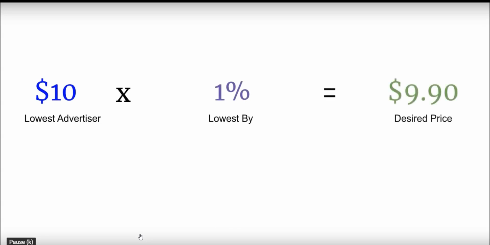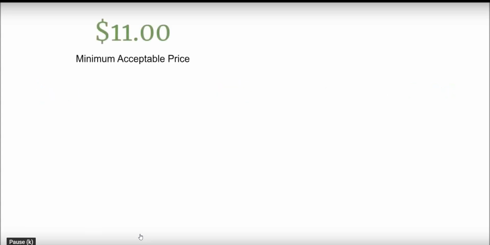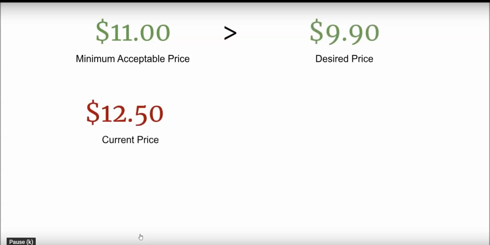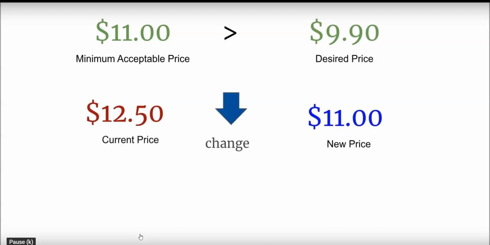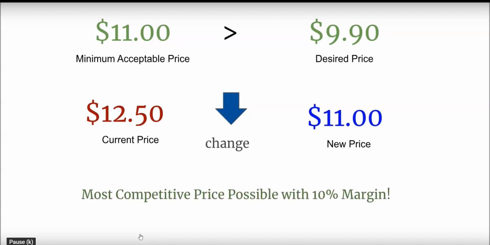But let's say that the lowest advertiser's price is $10. If we wanted to be the lowest by 1%, this would give us a desired price of $9.90. This would make our minimum acceptable price of $11 greater than our desired price of $9.90. In this scenario, if our current price was $12.50, the product price would be dropped to $11. This would give us the most competitive price possible and still maintain the 10% minimum profit margin.